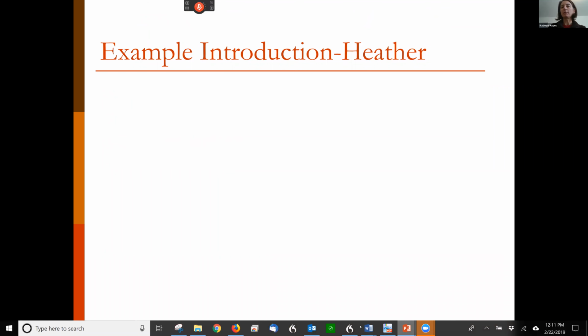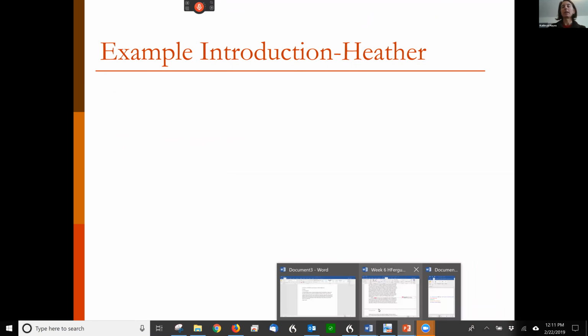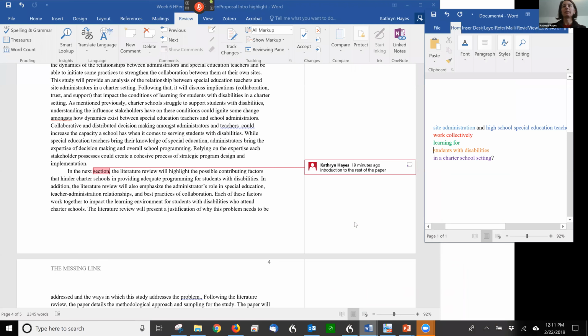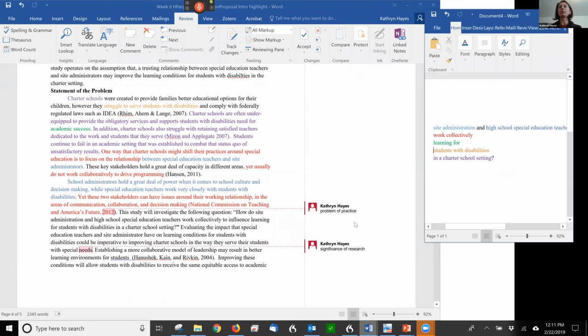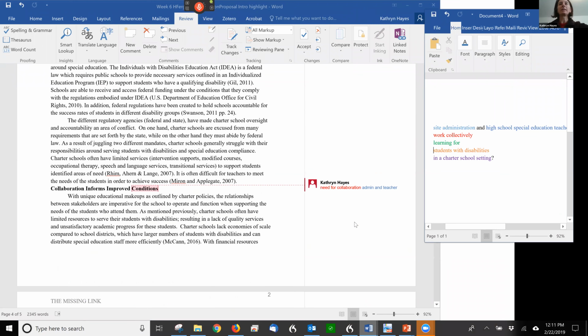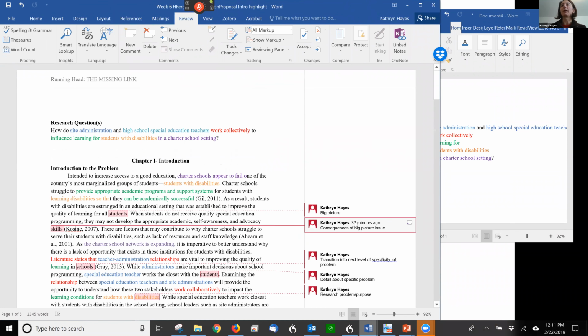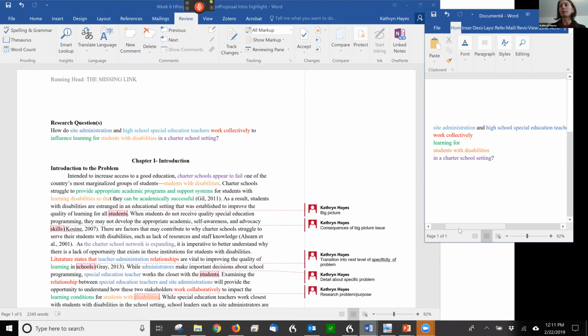All right, so I want to start right off with the example introduction. This is Heather Ferguson's dissertation proposal. So it's in a little bit greater development than you would be right now, but it does have all the correct sections. It's all fairly well aligned with the research question. So I thought it would be a really good example for you.